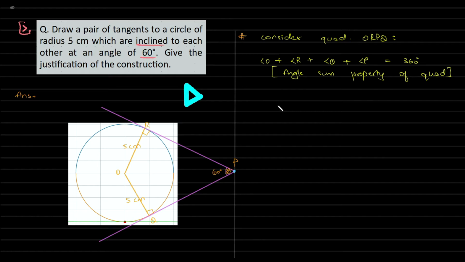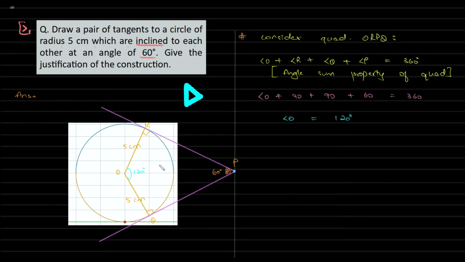I hope you guys got a hint of how to do it. So angle O plus 90 plus 90 plus 60. That's it, right? We got angle O. All of this put together is 360, and on solving, we will get 120 degrees. So this turns out to be 120 degrees.